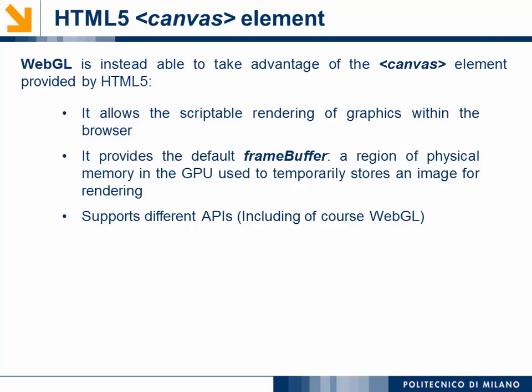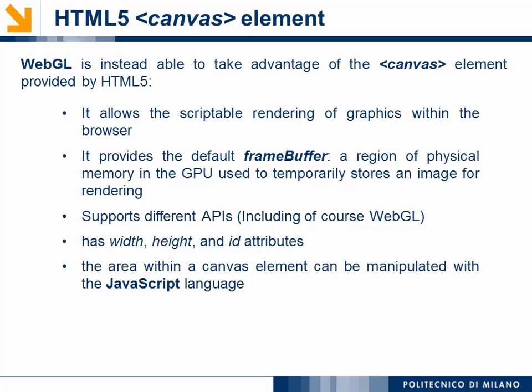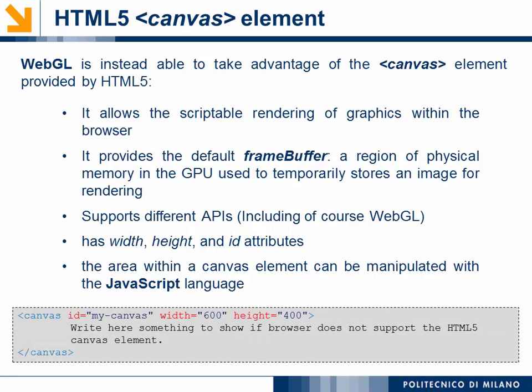The canvas element supports a lot of APIs, including those of WebGL. It has a width and an ID attribute, which seem for now not a big deal, but you will see they are quite important in order not to have any stretching or unwanted modification of your image due to the pixel size. And the area inside the canvas can be manipulated by using JavaScript. The snippet of code shows you the tags inside any HTML5 document required for just creating the canvas.